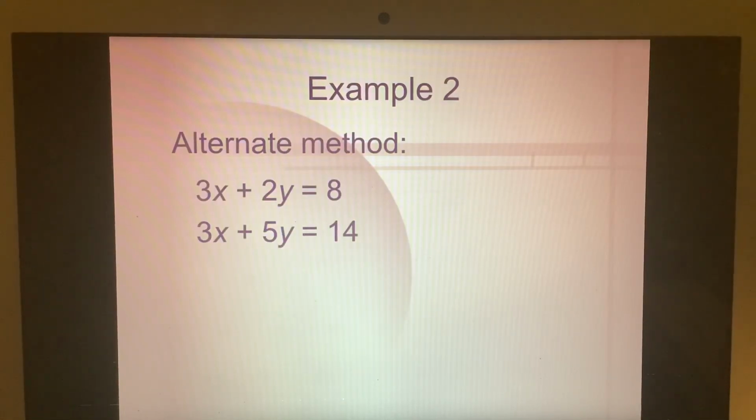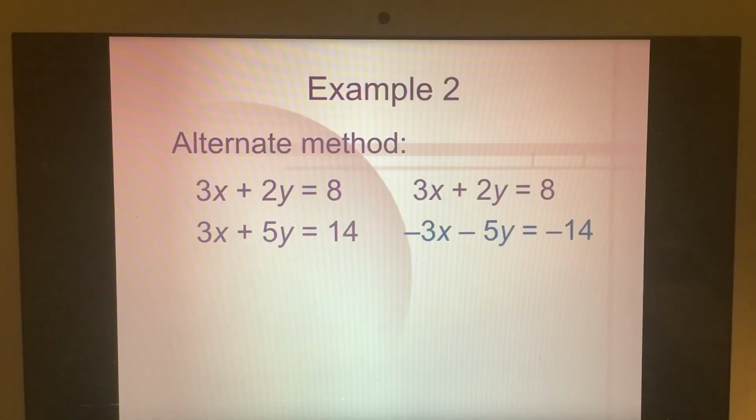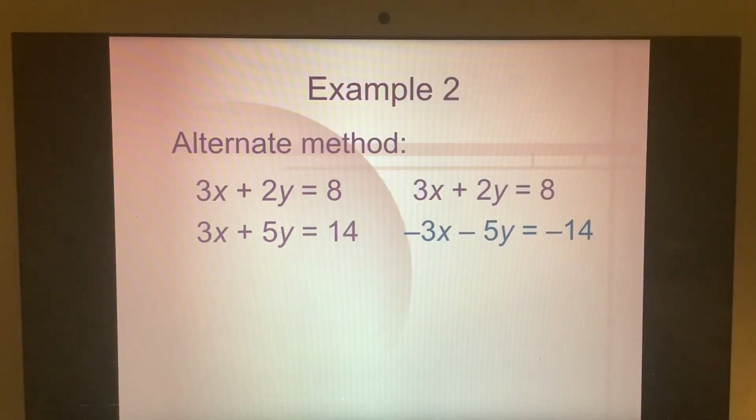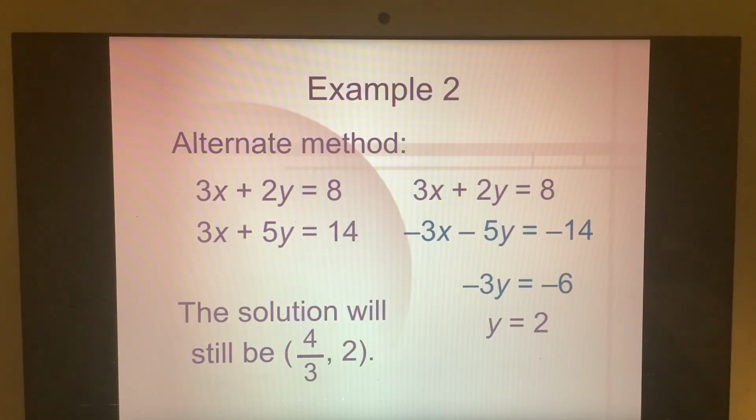Now, the alternate method here, let's take a look at that. They multiplied all the way across this whole equation by -1. And then that gives me an opposite. The opposite of 3x is -3x. And then if I add those together, they're going to eliminate and cancel out. And then I'm left with the y's. So -3y equals -6 when I add the two equations there. And y is equal to 2. And then the solution is still 4/3, 2.